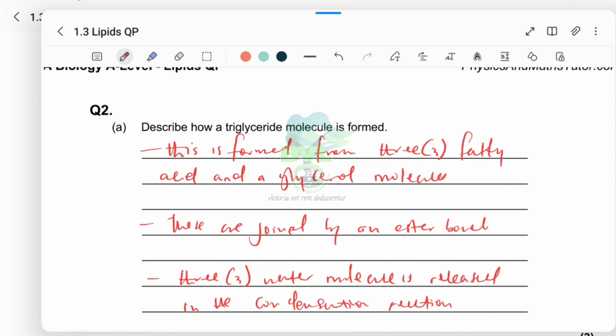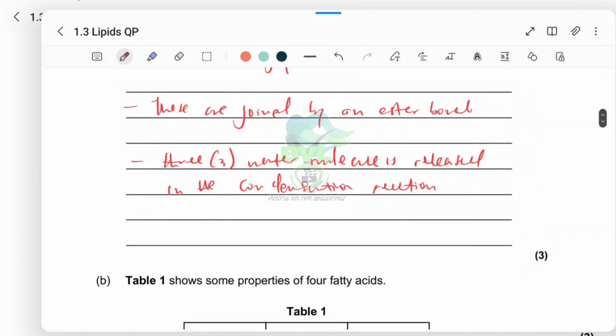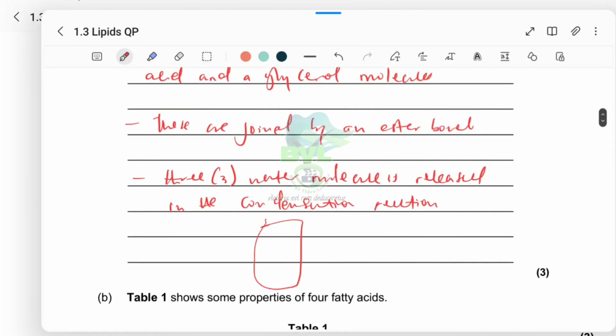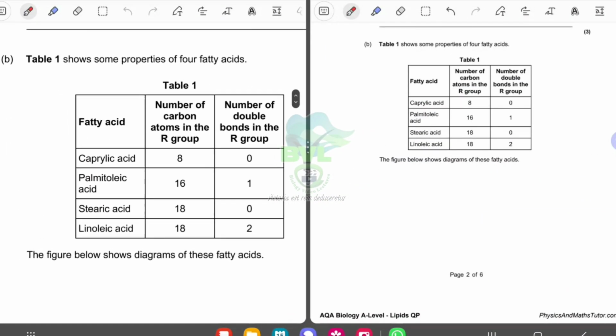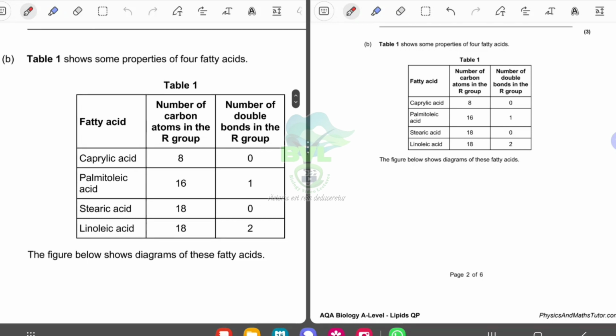Each of those points is a mark, and you have to say them sequentially in the right order. However, it is possible for you to draw it instead. For example, you draw your glycerol like that, then show us fatty acid 1, fatty acid 2, fatty acid 3, then tell us plus water, three of those, and tell us this is an ester bond. You can get the same marks doing that. Either way is fine.